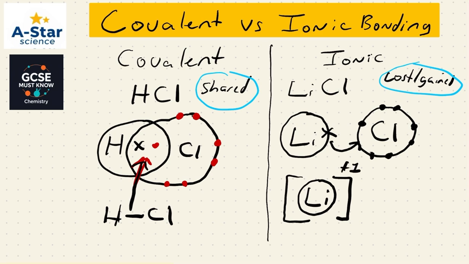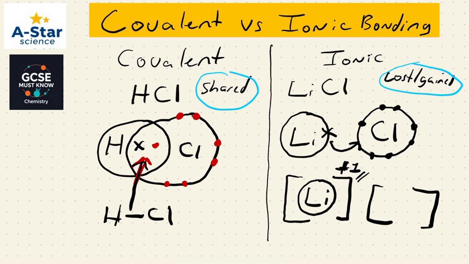Now that doesn't sound intuitive. How can it lose something and become positive? We have to remember that this is a charge. It is not positive like in maths where you add. It's a +1 charge. Chlorine now has gained an electron.